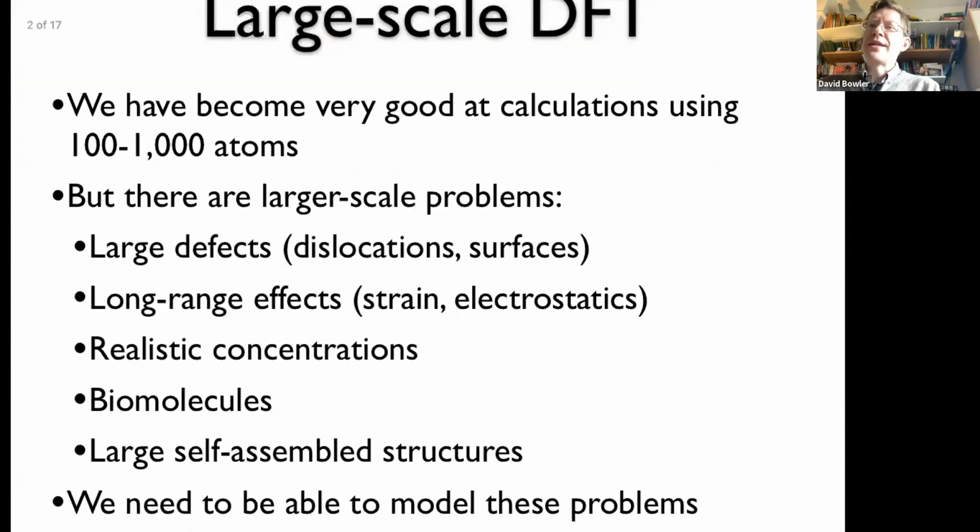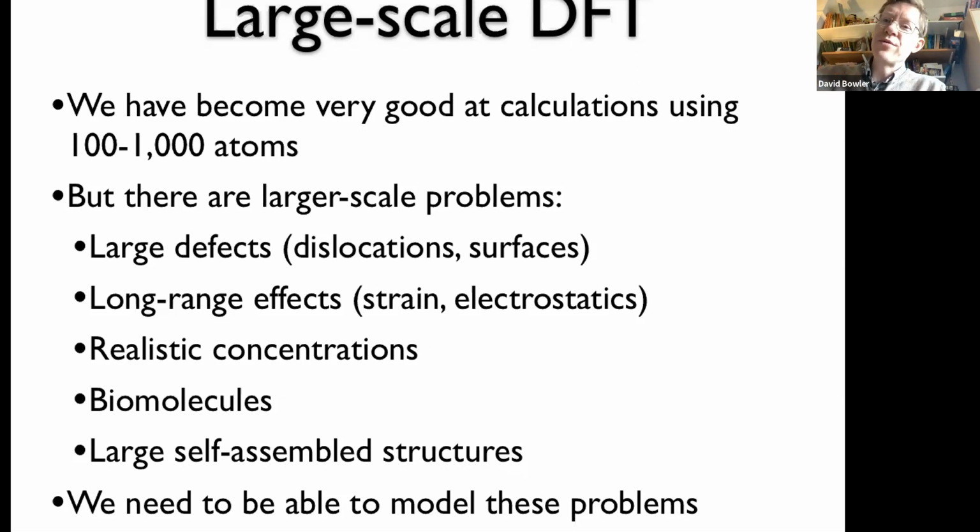So large-scale DFT is something that I think we need to think about more carefully. Calculations that can be squeezed into a little box of somewhere between 100 and 1,000 atoms have become the norm in the DFT community. And there are significant problems with that. There are much larger scale problems we need to think about. We need to think about defects, so dislocations and surfaces. We need to think about long-range effects, like strain and electrostatics, realistic concentrations. So doping semiconductors, you need sort of 1 to 50,000 in silicon to avoid the metal-insulator transition there. Biomolecules, as Jochen was just saying, get very, very big indeed, and self-assembled structures on surfaces.